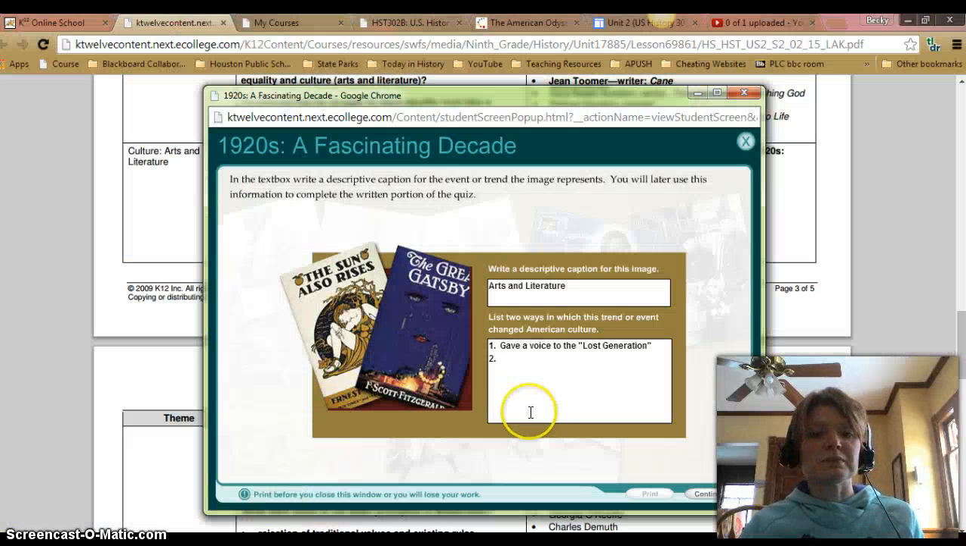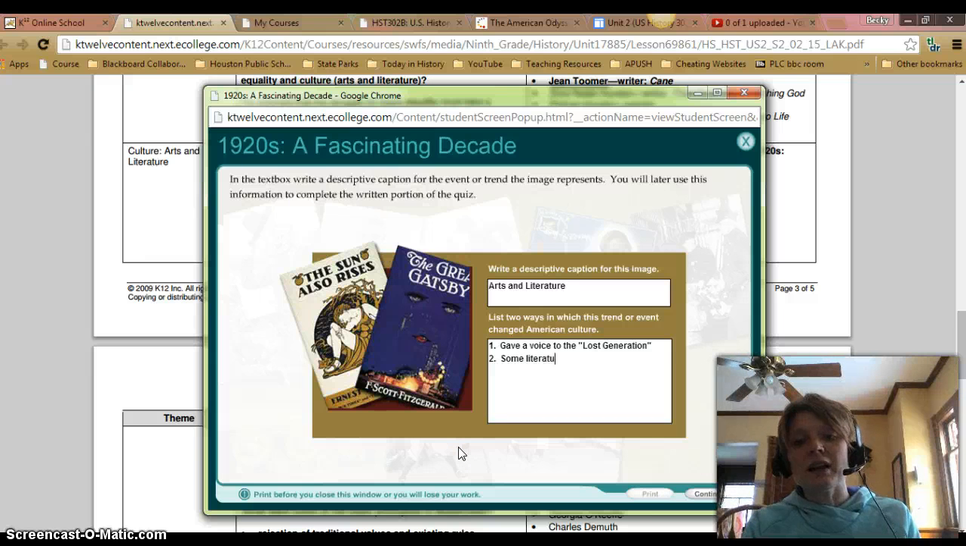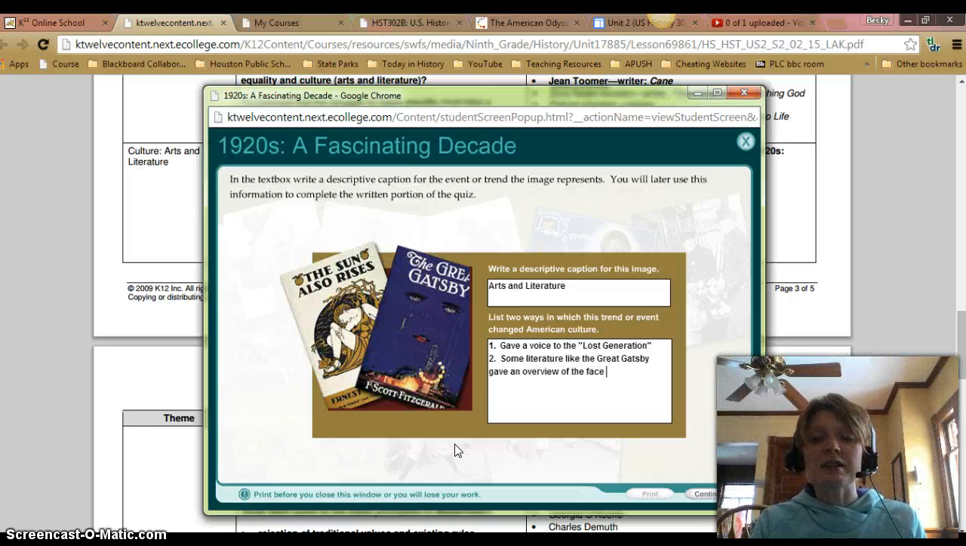Let's also put down that some of the literature, like The Great Gatsby, really described what the fast-paced life of the 1920s was. Gatsby gave an overview of the fast-paced, decadent life of the 1920s.